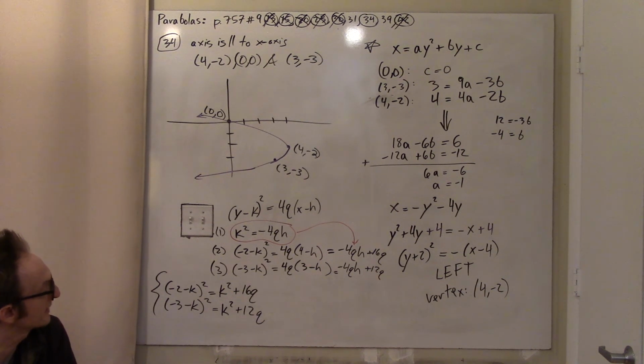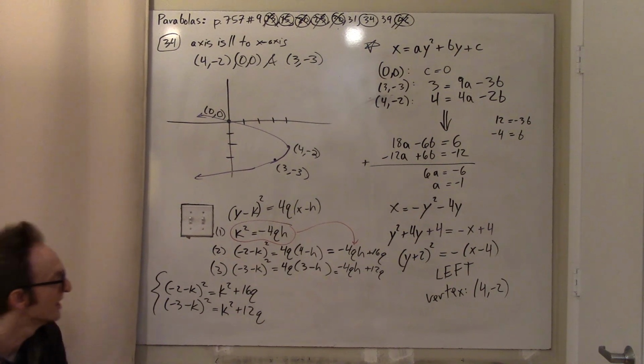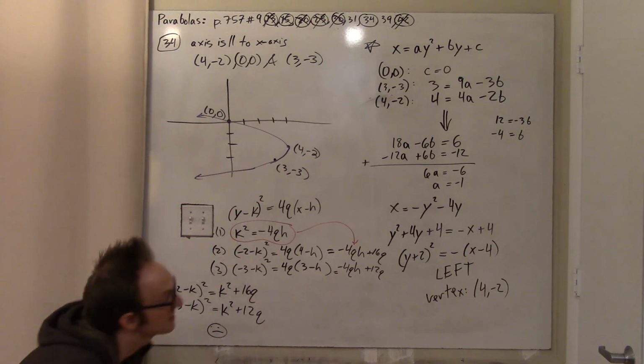Maybe you move the k squareds over and you do some more things or subtract or who knows what. But I don't really want to do this, so I did it the fast way.